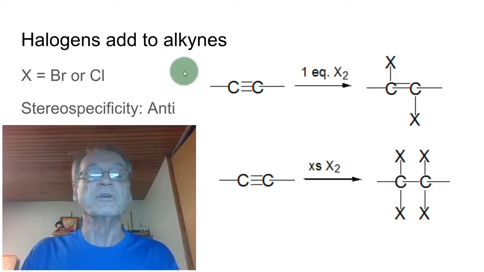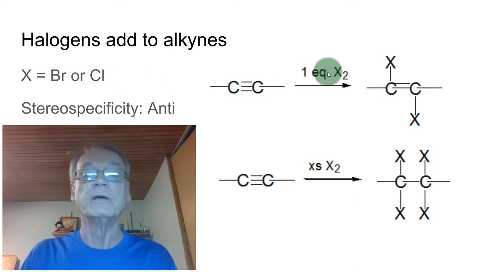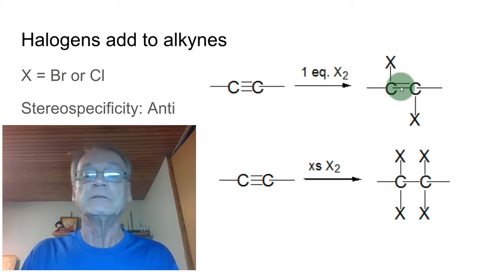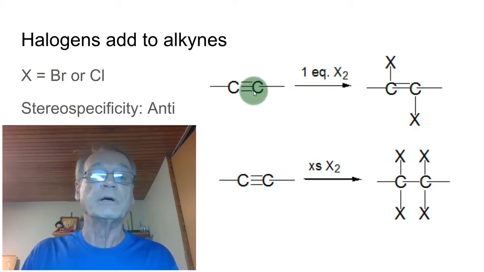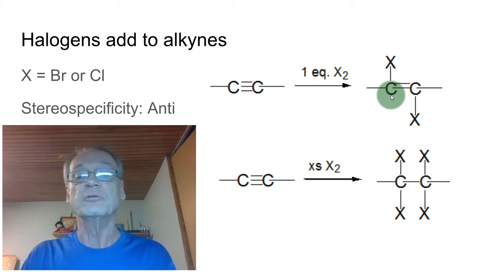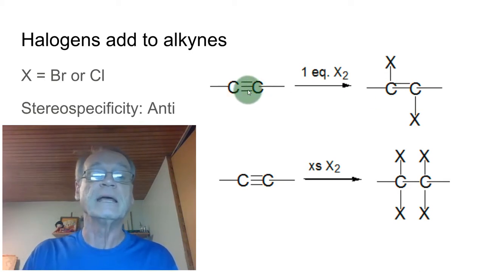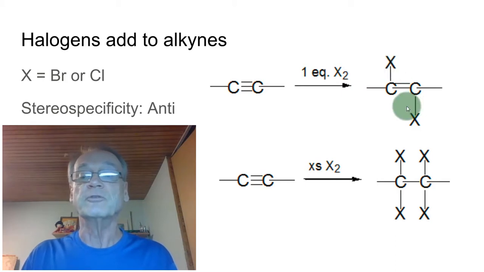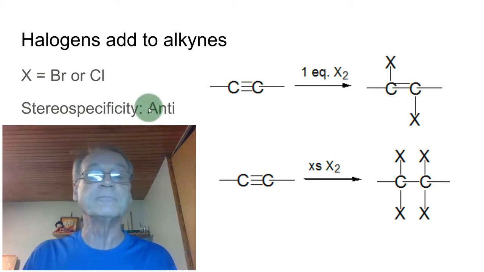Turns out halogens add to alkynes. If you add one equivalent of X2, and notice that X could be bromine or chlorine, so this is Cl2 or Br2, you can add across the triple bond and it becomes a double bond. You're familiar with this: if you add to a double bond, it becomes a single bond, and you add two groups. Well, same thing is true here. If you add to a triple bond, it becomes a double bond, and you add two things. Notice I've drawn the two halogens across from each other, in other words, trans. Turns out that is correct. Turns out it's specifically anti.